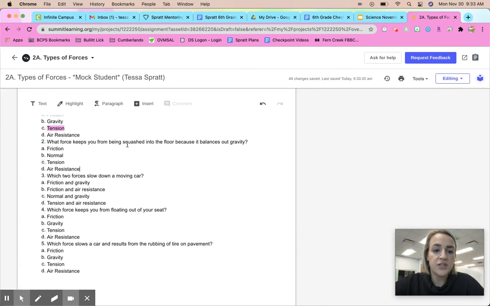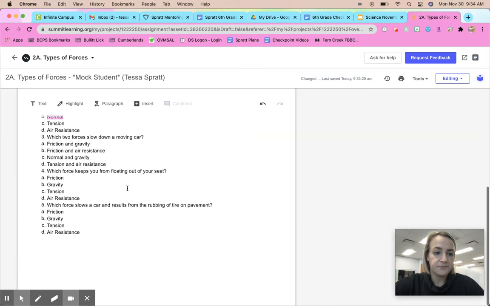What force keeps you from being squashed into the floor because it balances out gravity? Now, we didn't talk about this type of force, but let's talk through this. So friction, rubbing together, okay, that doesn't keep us from being squashed. Normal just keeps us standing. Right now the desk is the normal force holding my laptop up. Tension, we talked about that, is when something is pulled really tight, a string, a rope, a chain. And then air resistance, when a ball is thrown, something is flying through the air, or a car is driving, that air resistance going over the car. It's not keeping us from being squashed. So it's going to be normal force. That's what's keeping us from being squashed down by gravity.